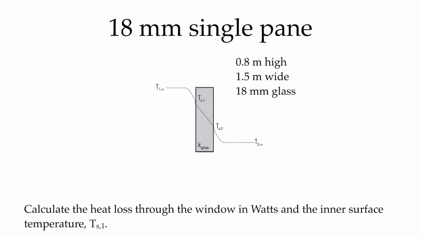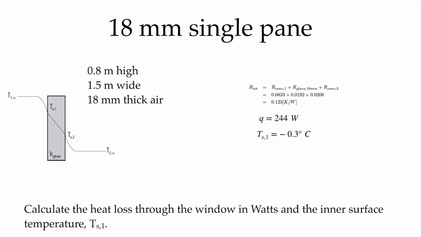We could go another way and say, what if we increased the thickness of the glass to 18 millimeters? And we had a single pane, but it was very thick. Following the same process, of course, the conductivity of the glass is much higher than the conductivity of air, so our conduction resistance in the middle for an 18 millimeter piece of glass is much lower than it was in the case of air, and correspondingly, we have a fairly significant heat loss, 244 watts, and the inner surface temperature is still below zero. So it's not that much of a reduction, making it 18 millimeters instead of the 8 millimeters that we had for the first, the original case.